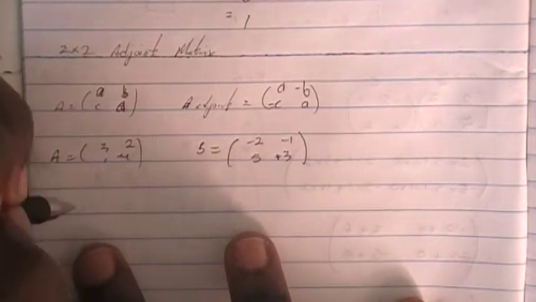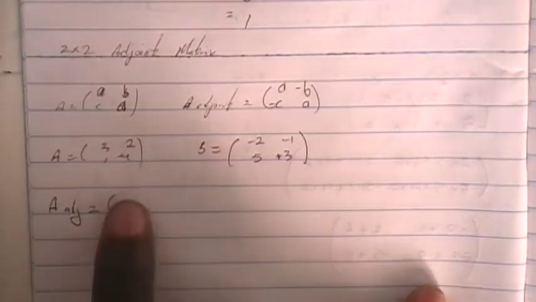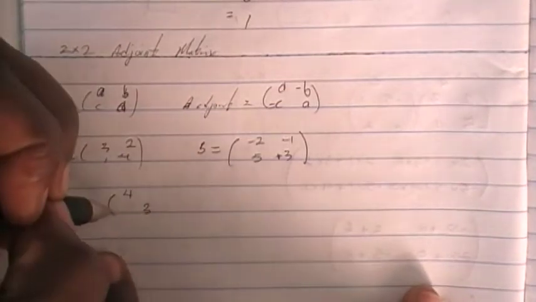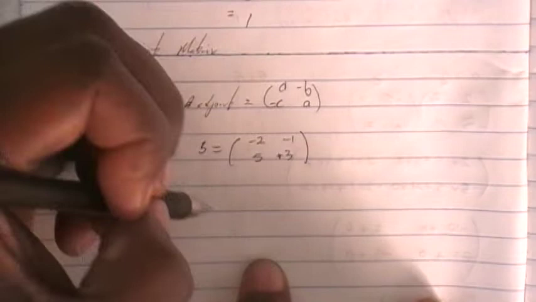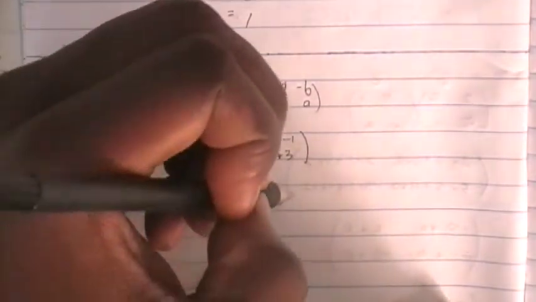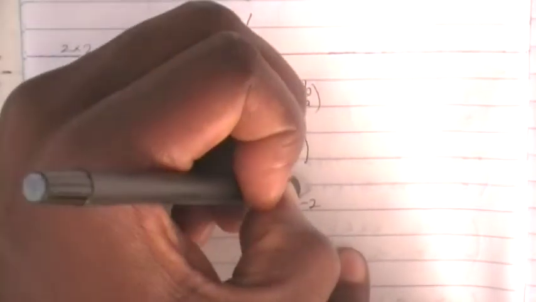So A adjoint will equal, we have to switch the position, so 4 comes here and 3 comes there, and we have to change the sign. It becomes minus 1 and minus 2. Simple as that. And now B adjoint, what happens? The 3 goes here and the minus 2 comes to the bottom. This becomes minus 5 and this becomes positive 1. And that's the adjoint.